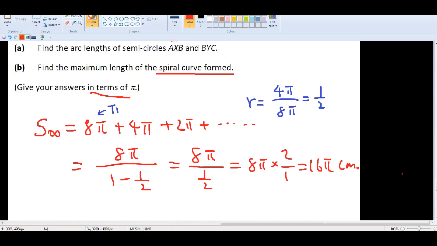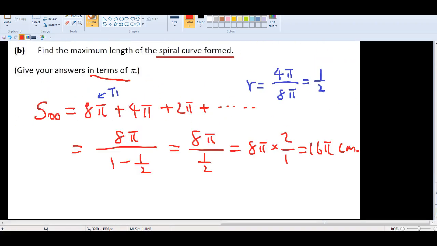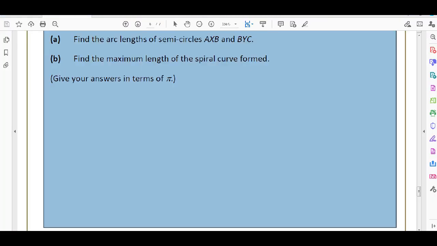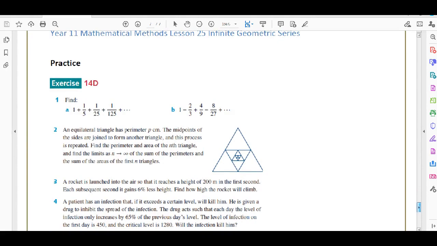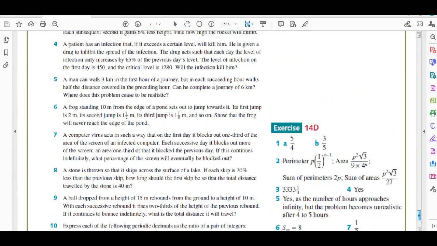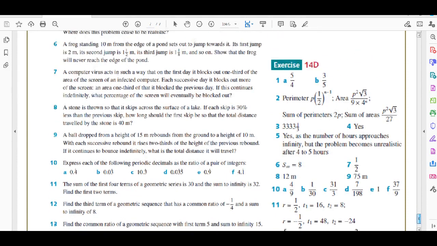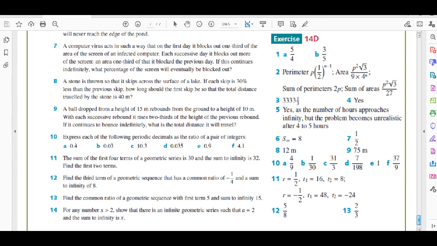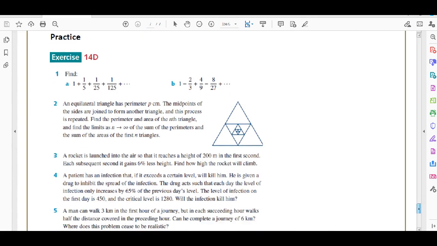Okay, so that's it. In the practice, you've got plenty to do. There are 14 questions, right? And you just try to do as many as possible. If you don't want to use a textbook, you just use the one provided by me. I just put the answers next to the questions. You might just use it.